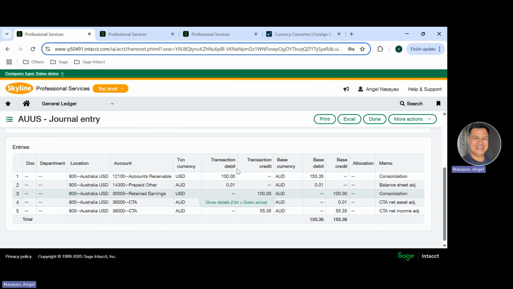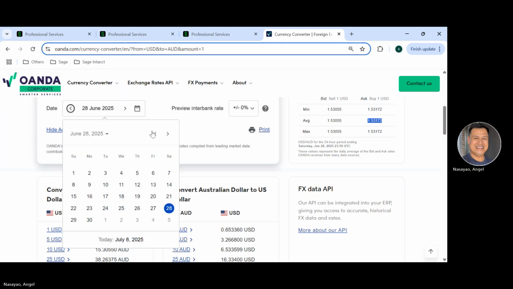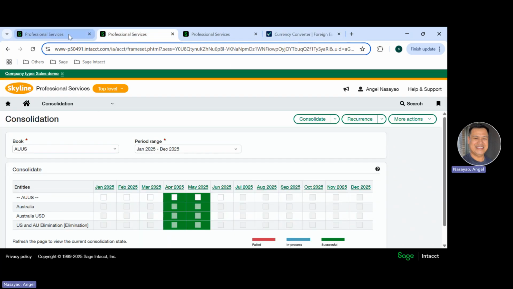So you will see in here that the exchange rate is 135, right? And this is for accounts receivable, where we mentioned that the consolidation rate is actually equal to the ending spot rate. So just for us to validate, let's have a look at Oanda. So I have Oanda open here, and we're talking about as of May, right? May 31.